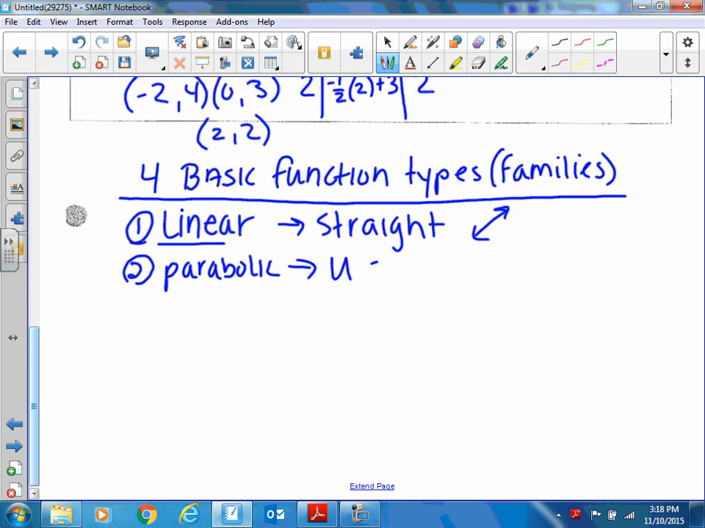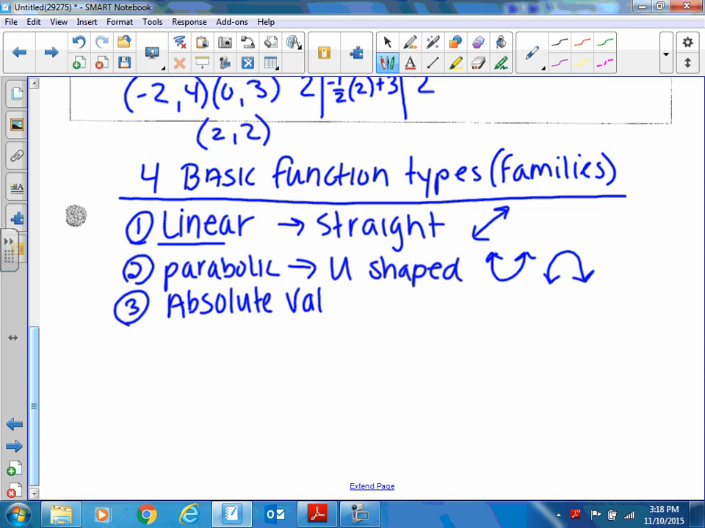These are going to be U-shaped. It may look like this, or if the leading term is negative, it's going to be down like this. We will discuss briefly this year absolute value. And these are going to be V-shaped.